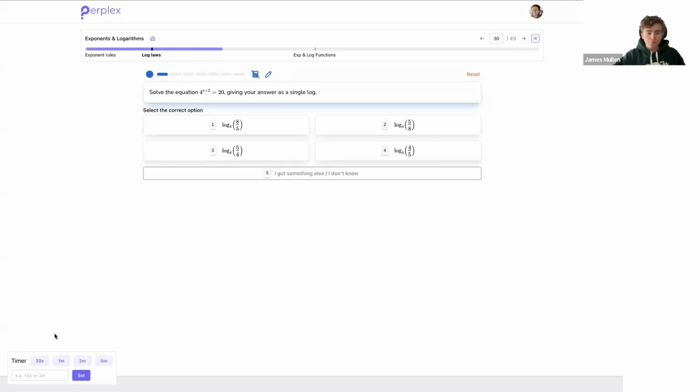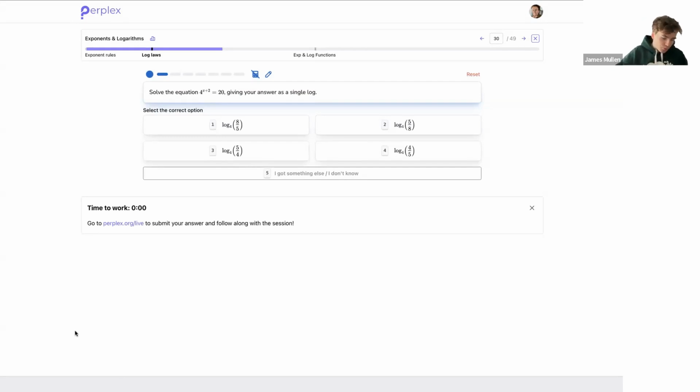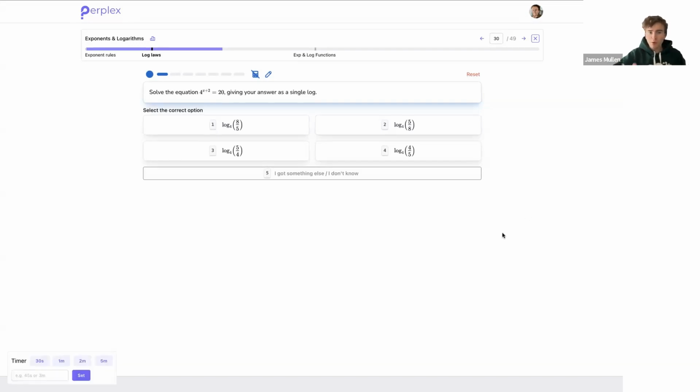I'm going to give you 30 seconds. So I have 4 to the x plus 2 is equal to 20. So I have a base 4 exponent on the left. I'm going to take the log base 4 of both sides. So if I take the log base 4 of 4 to the x plus 2, I'm going to get x plus 2 is equal to log base 4 of 20.